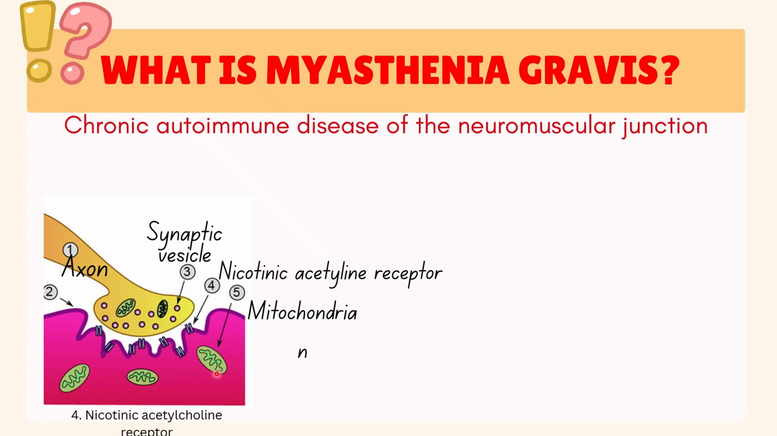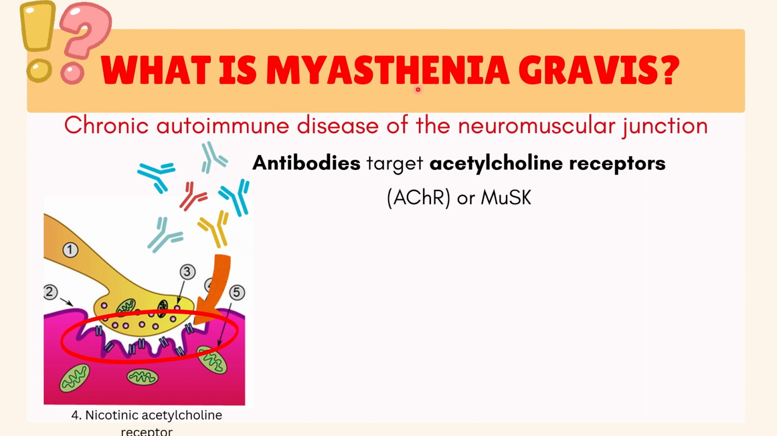On the muscle side, we see nicotinic acetylcholine receptors here. When acetylcholine binds to them, it triggers the muscle to contract. In myasthenia gravis, the immune system produces antibodies that mistakenly attack these acetylcholine receptors, or sometimes related proteins like MuSK, instead of attacking the germs.